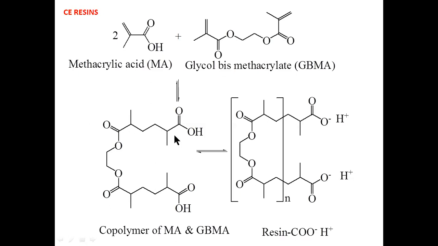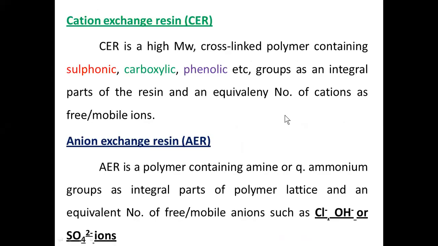You will get a copolymer between methacrylic acid and glycol bis methacrylate, because carboxylic acid has the tendency to undergo dissociation. As a result of dissociation, the carboxylic acid is converted to COO minus with the hydrogen ion as a free ion, which can be exchanged by the cations present in the sample solution. So this resin is a weakly acidic resin. Like this, weakly basic resins can also be used.